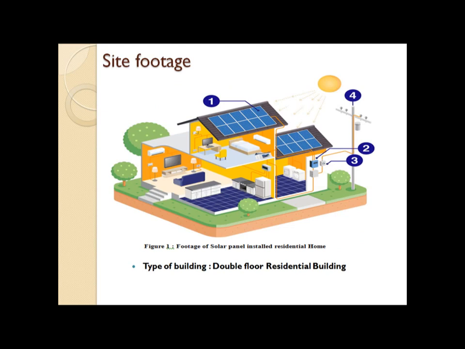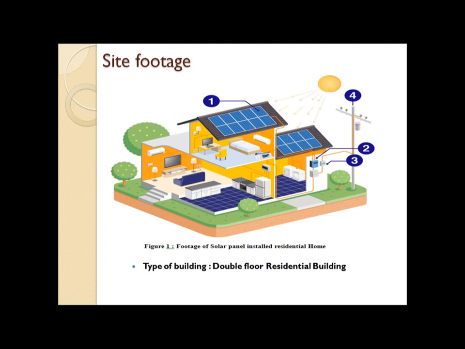So you are looking here the building approximately 2000 square meter area and double floor, 3 rooms, and sources are solar panel, battery, inverter, net metering and grid. Then loads are TV, fridge, washing machine, air conditioner and all kinds of electrical appliances for our daily requirement.